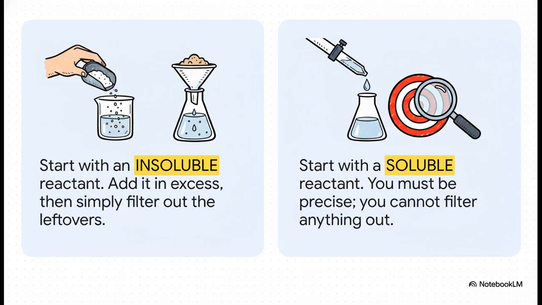You can just add more than you need, add it in excess, and then filter out the leftovers. But look at the right. If both of your starting materials are soluble, you can't filter anything out later. You have to be incredibly precise. This is the whole key.